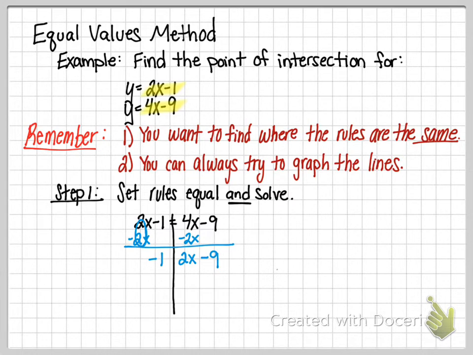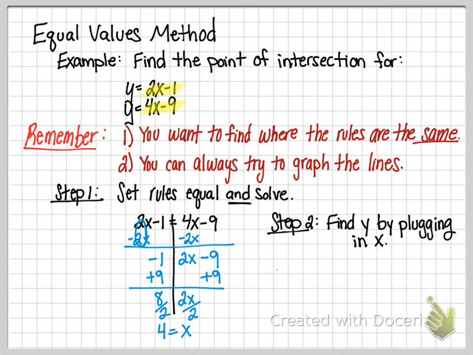The second part is to get all of our 1's together, so we're going to add 9 to both sides. Here I get 2x equals 8. The last step is to divide by 2, and I'm going to finish with x equaling 4.